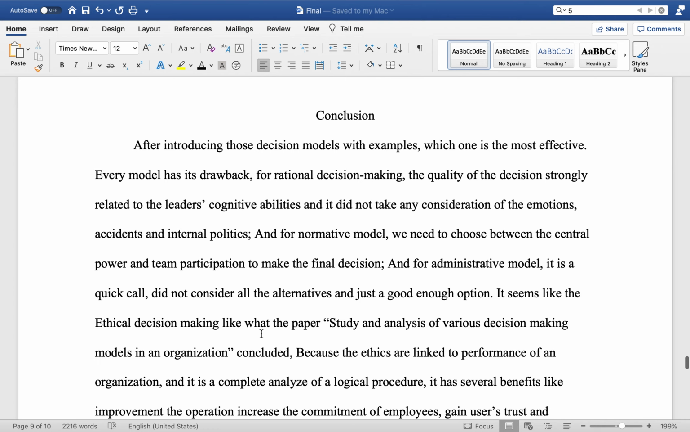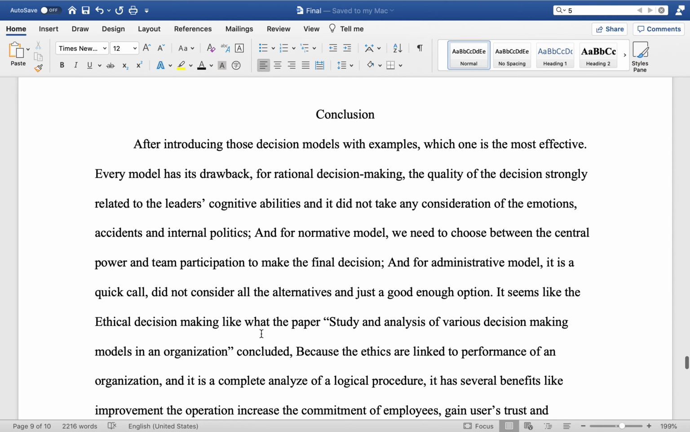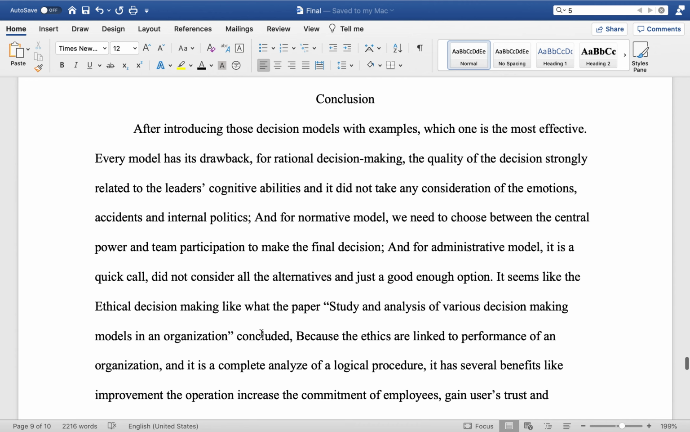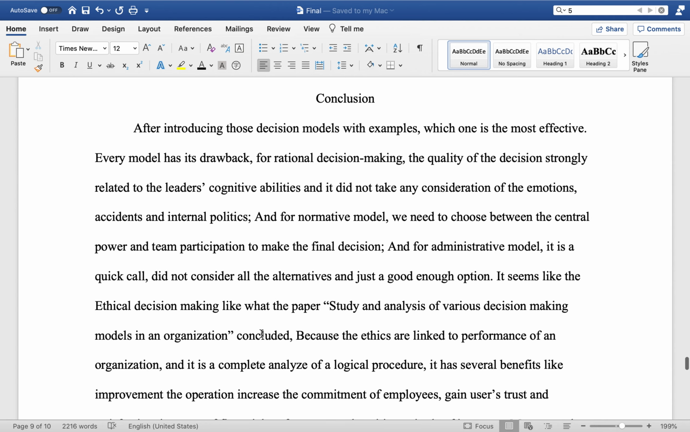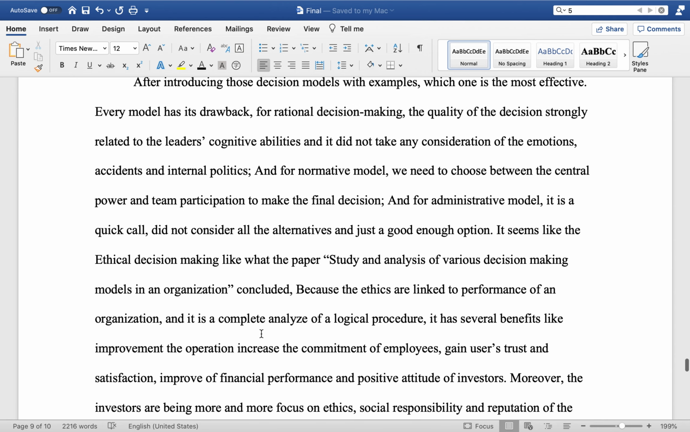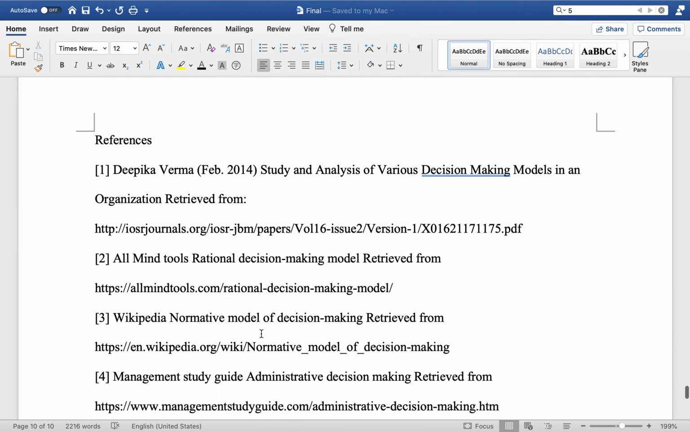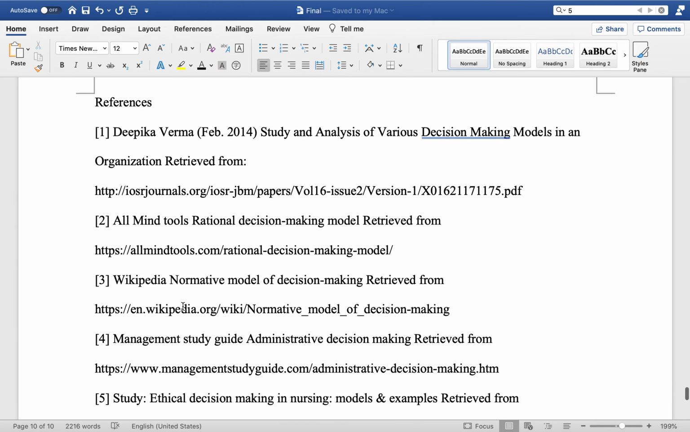As for the ethical decision-making model, the paper I referred to concludes it's the most effective one because it's linked to the performance of an organization. It is a complete analysis with a logical procedure, and it has several benefits like improved operation and increased commitment of employees. So it's the best value to attract other markets and potential profit. Here is the reference I used in this paper.